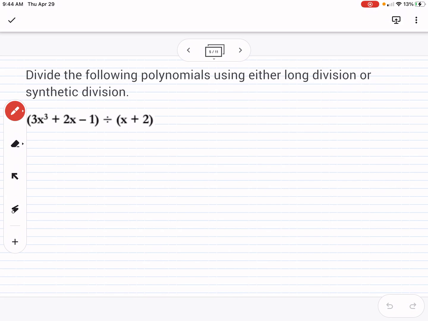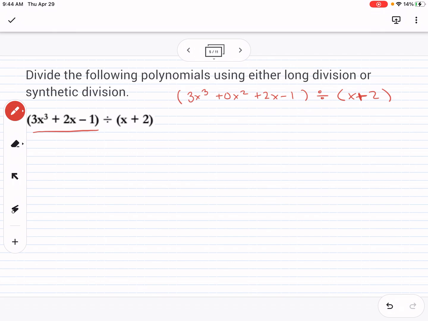So in both methods, you want to make sure they don't skip any terms. So here we have 3x cubed. Usually after 3x cubed would be an x squared. Here they skipped an x squared, so I'm going to use a 0x squared in its place. Then the 2x, then the minus 1. So it's the same problem. I just rewrote it so that they're not skipping any terms.